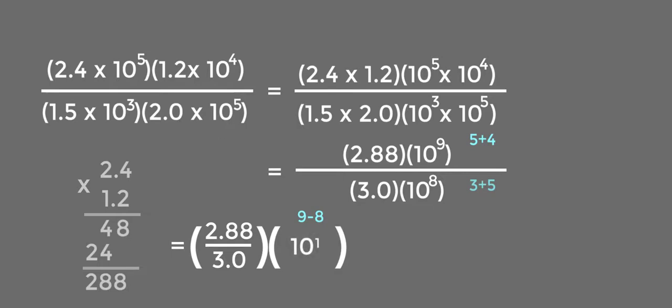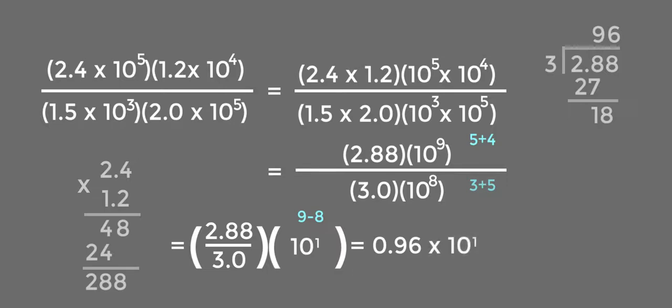And then again, you can use your calculators, but I'll go ahead and write this out to the side. 2.88 divided by 3. 3 goes into 28 9 times. 8 minus 7 is 1. Bring down your 8, and that's 6. So this equals 0.96 times 10 to the 1.